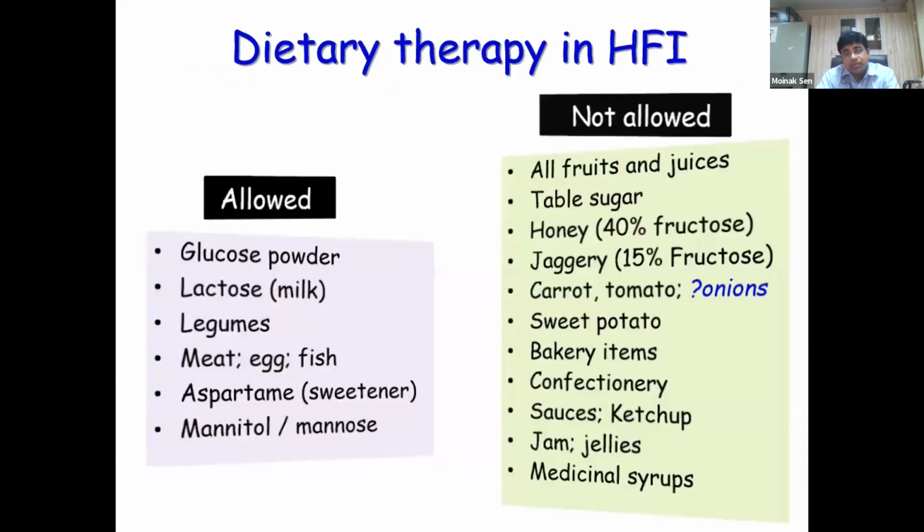The dietary therapy in hereditary fructose intolerance, what is allowed is glucose, powder, lactose, and everything else. What is not allowed, as you can understand, fructose is not going to be metabolized properly. So what is not going to be allowed is fruits, fruit juices, table sugar, and everything else that is going to contain a high degree of fructose. Hereditary fructose intolerance, remember, can cause both luminal and hepatic symptoms.